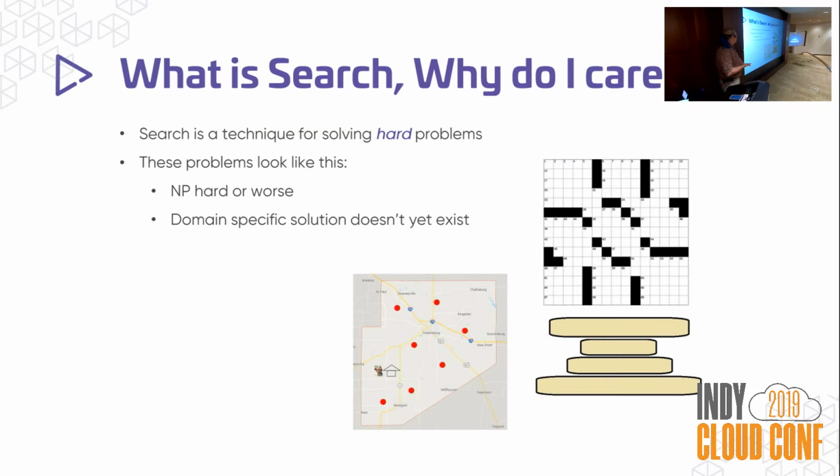So the other thing is that heuristic search is a technique for solving hard problems, and I mean that in the formal sense. I think we're probably all a little bit removed from our theory of computation classes. So what I in particular mean is that these problems are NP-hard or worse. They are, formally speaking, intractable. So there's no good domain-specific solution that exists that can solve them in polynomial time, and there probably isn't going to be one that's found ever.